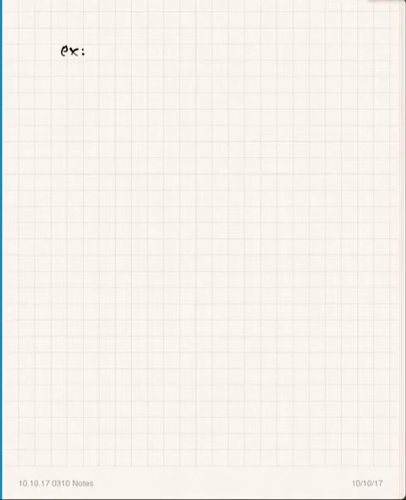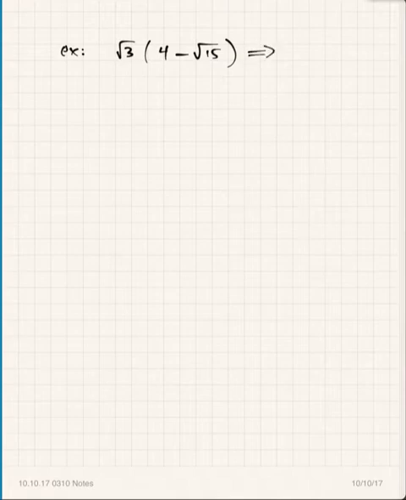So continuing to look at multiplication. Let's say we have the square root of 3 times 4 minus the square root of 15, like that. Now, how do you think you're going to multiply this out? Anybody want to guess? How would I multiply something like this? I'm looking for 2 words.